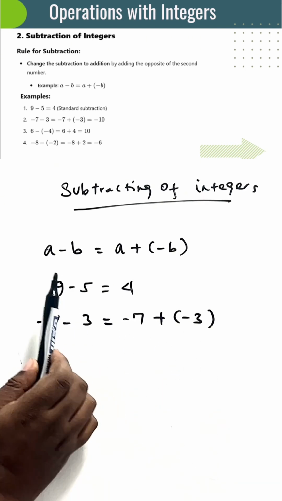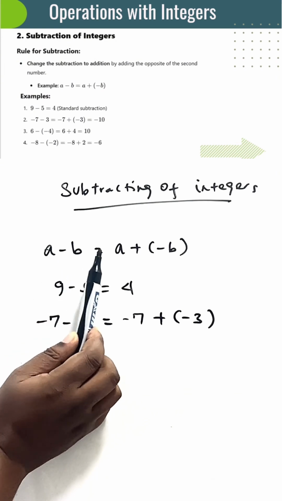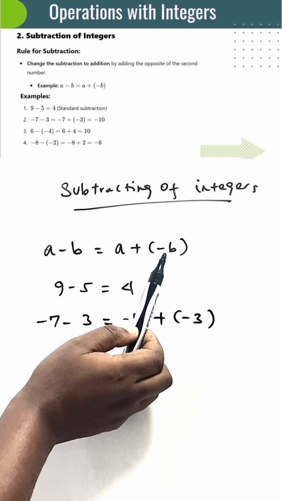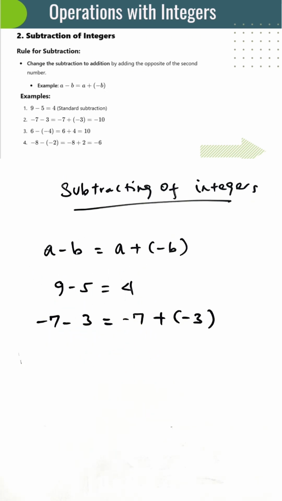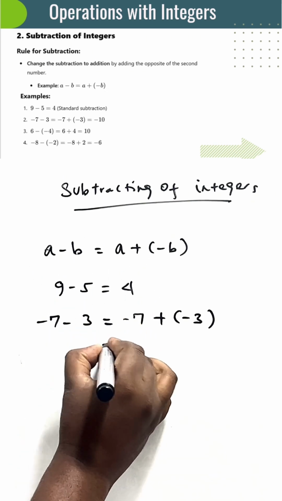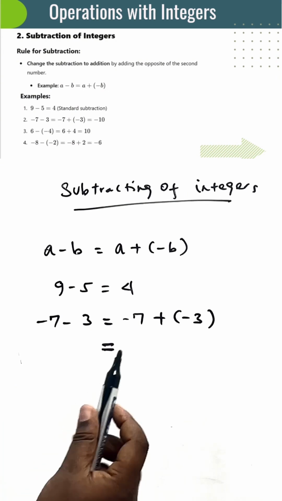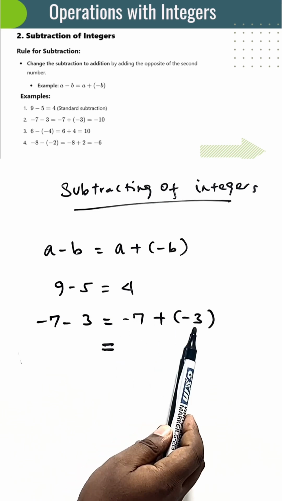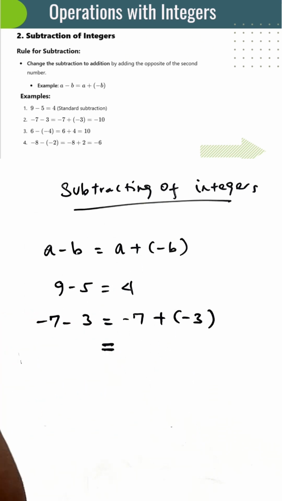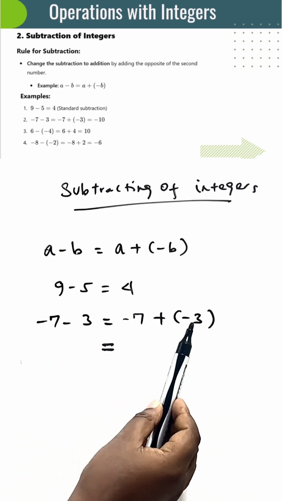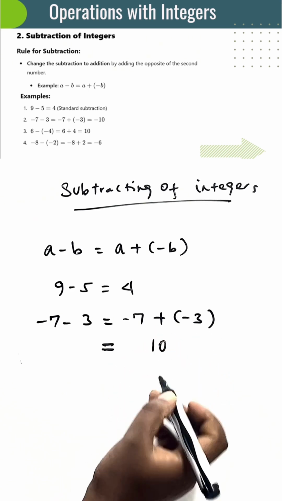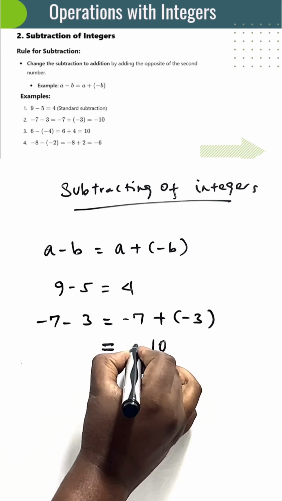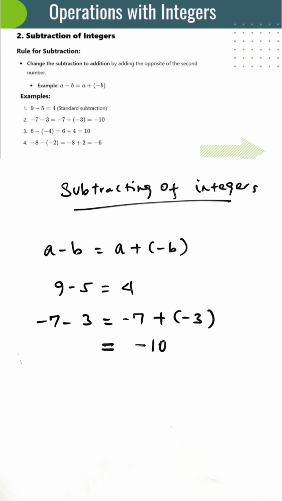But the rule would be adding. When you have a minus b, you can change it into addition by changing the opposite sign. In this case, as we know, when you do additions, when you have negative and negative numbers, or the same sign, we just do the addition. 7 plus 3 would be 10. But the sign of the larger number is negative, so minus 10 would be the answer.